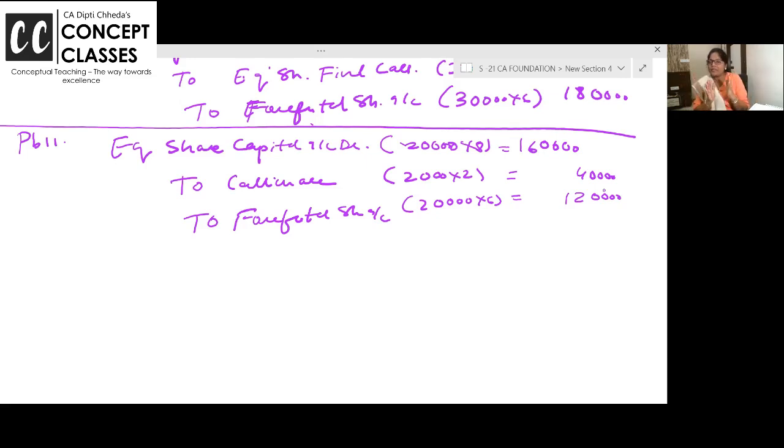Equity share capital 20,000 into 8. Someone may be having doubt, why didn't I do it with 10? Because only 8 is called up. The due entry for the 2, share final call debit to capital, has not been made yet. So why will I reverse the capital? 20,000 into 8. 2, call in arrears.